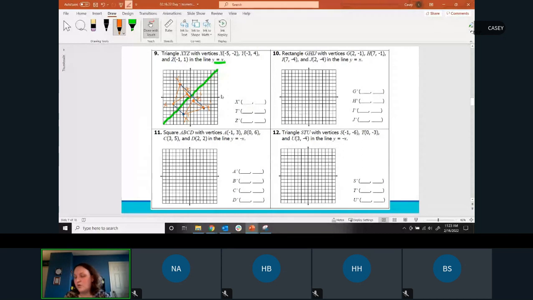And then you just have to find the coordinates of your new points. So x prime is there at -2, -5. Y prime is here at 4, -3. And z prime is 1, -1. So instead of counting the blocks up and down or left and right, you just have to count the blocks along the diagonal. And that's okay.